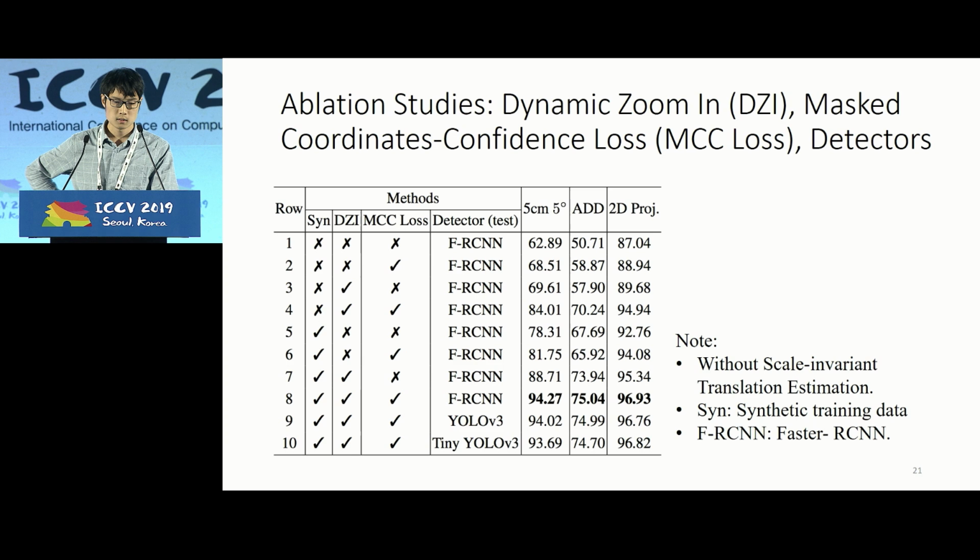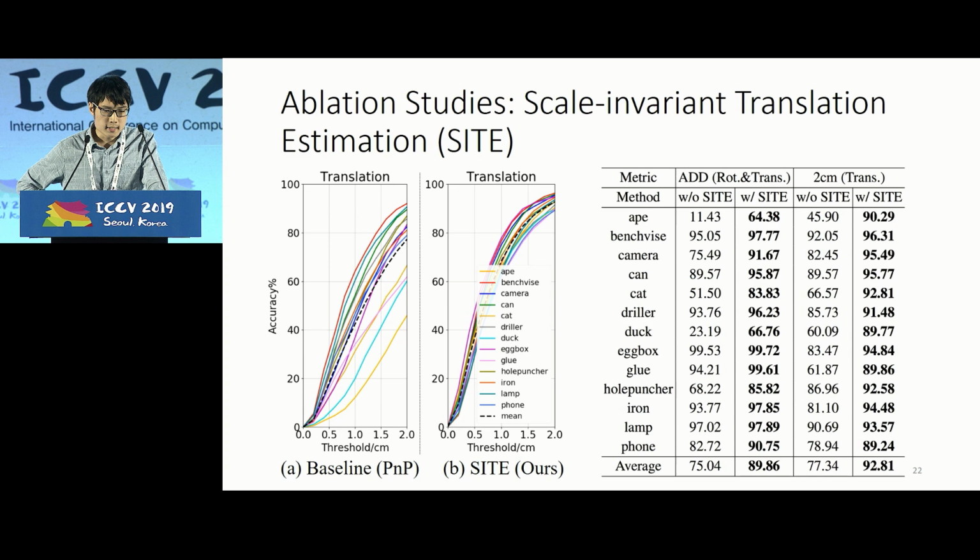We conduct an ablation study on the proposed dynamic zooming and masked coordinates confidence loss, and we also evaluate the scalability of our system to different detectors. For scale-invariant translation estimation, our method shows great improvement on all objects, and more importantly, our method is more robust to different objects.